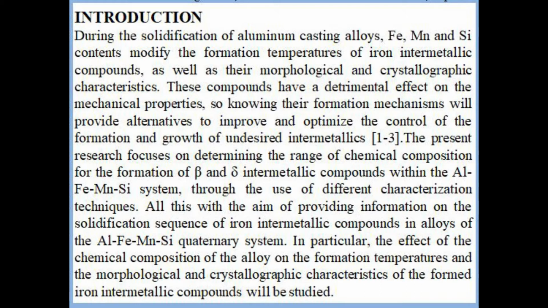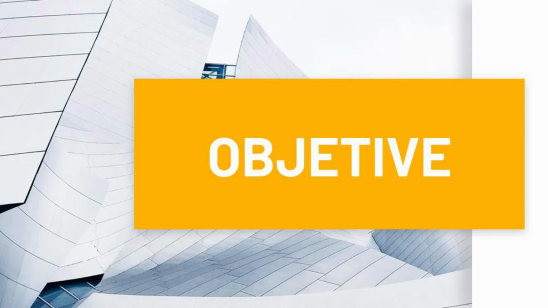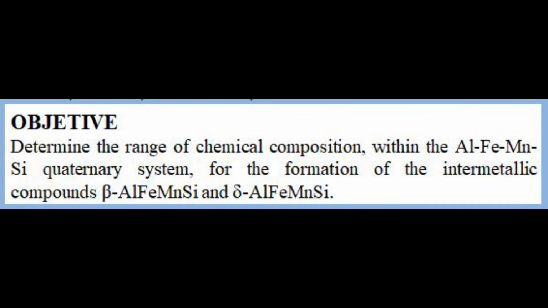In particular, the effect of the chemical composition of the alloy on the formation temperatures and the morphological and crystallographic characteristics of the formed iron intermetallic compounds will be studied. The objective of the research is to determine the range of chemical composition within the aluminum, iron, manganese, silicon quaternary system for the formation of beta and delta intermetallic compounds.